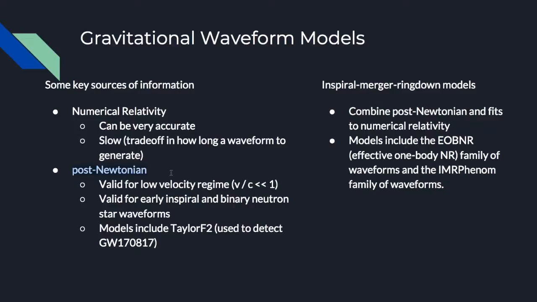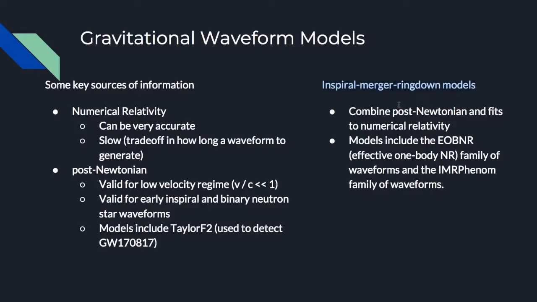But that's a nice thing that gives us a way to look at the early inspiral of gravitational waveforms. It's valid when v over c is small. And we do use this in practice. In fact, this was used in the detection of the binary neutron star merger that we announced back in October. So these things are very useful. But of course, the bread and butter is the models that come out of these things.